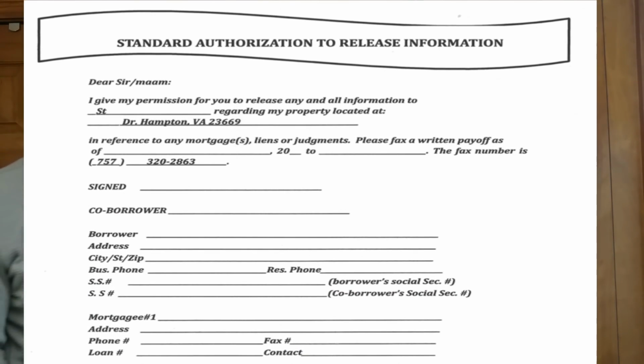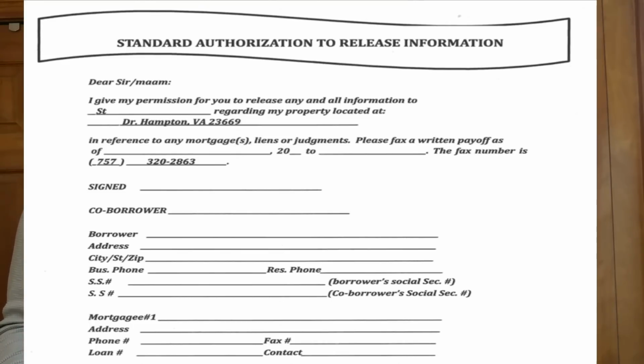Authorization to release. If you notice at the top, standard. Everything's standard in my business: a standard contract, standard assignment, everything. So this is the standard authorization to release information. It reads: Dear sir or ma'am, I give my permission for you to release any information to blank, that's me or you, regarding my property located at blank, in reference to any mortgage, liens, or judgments.